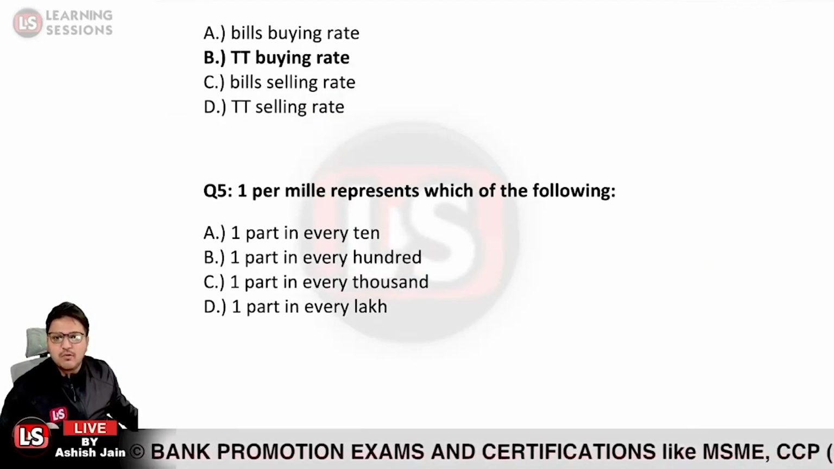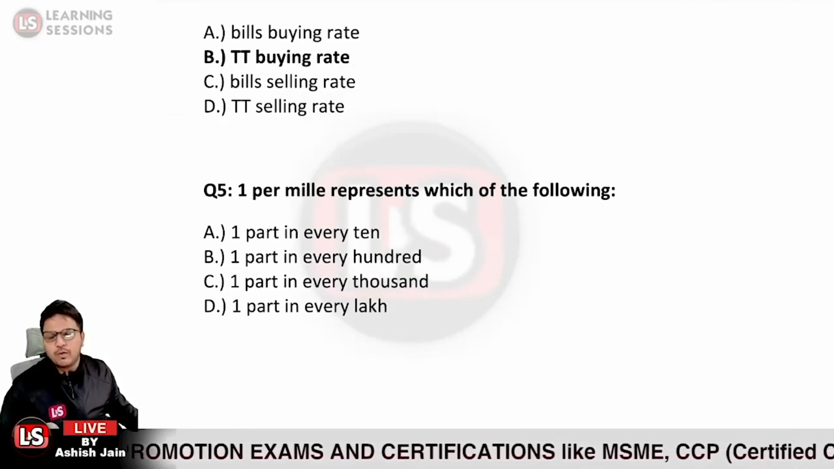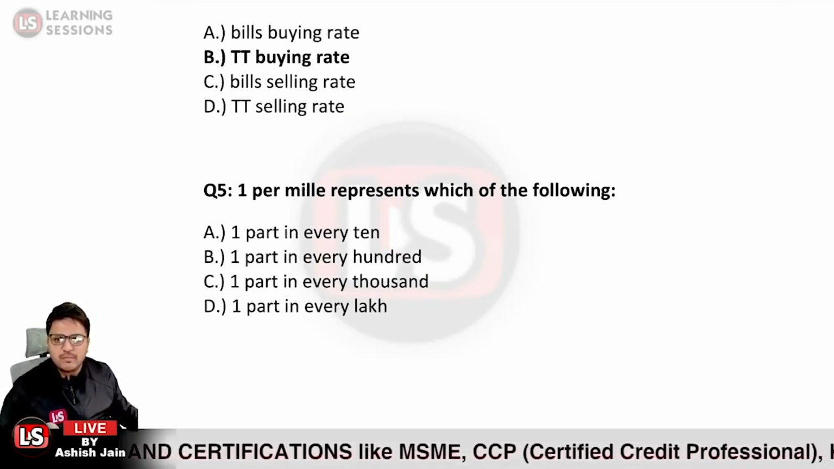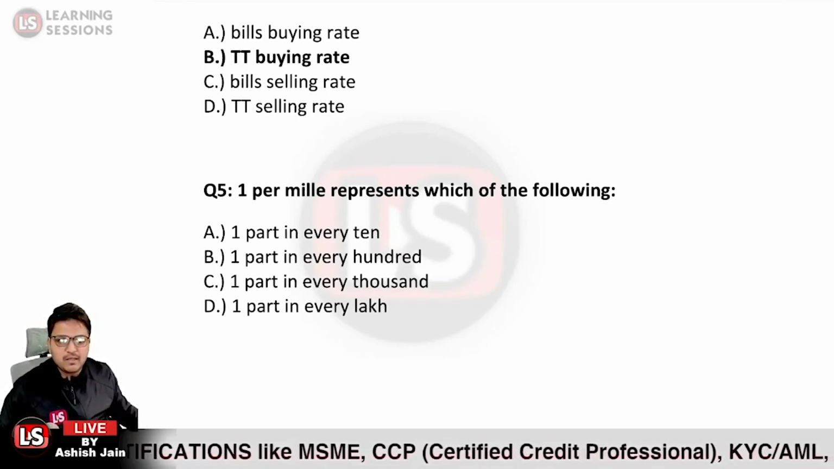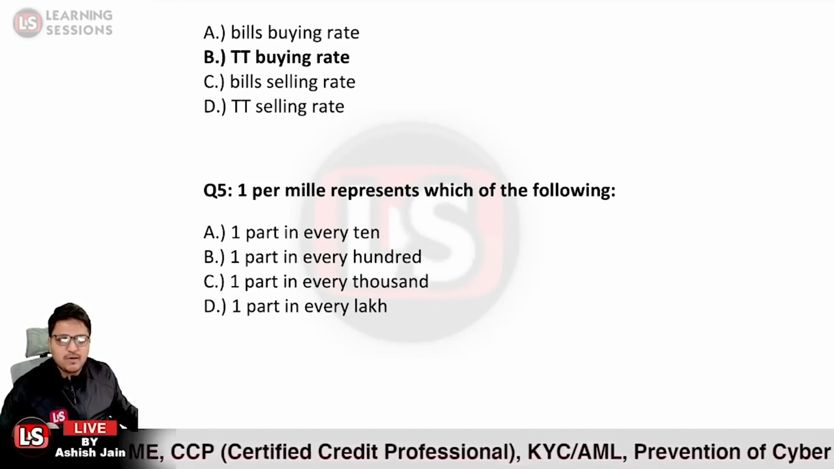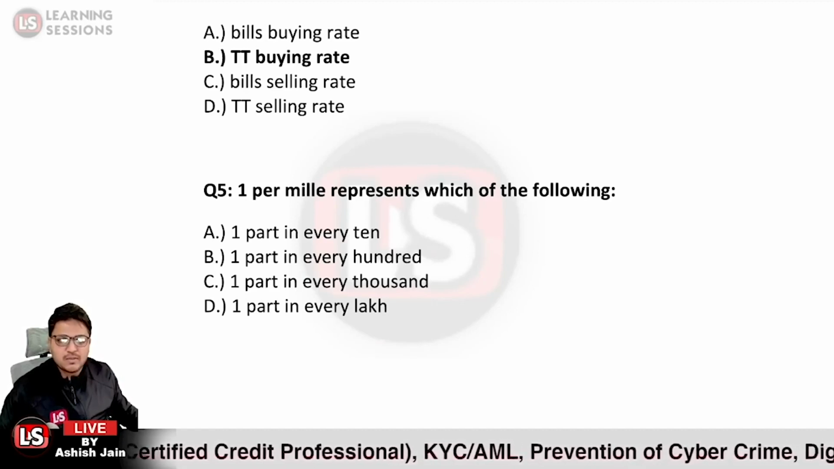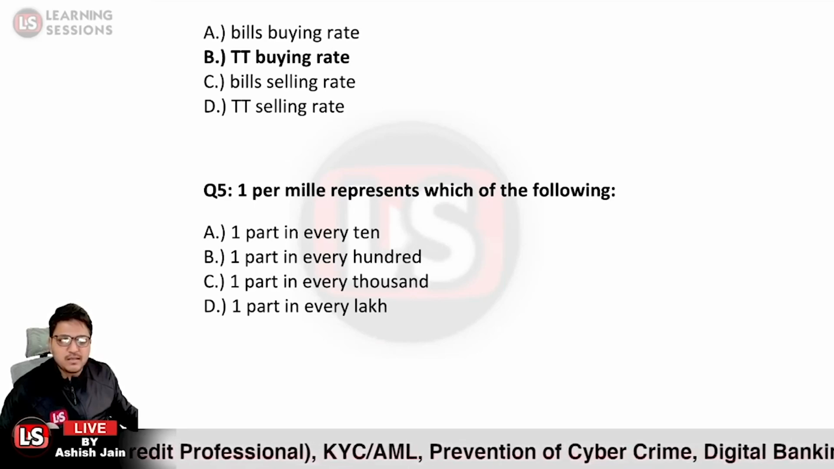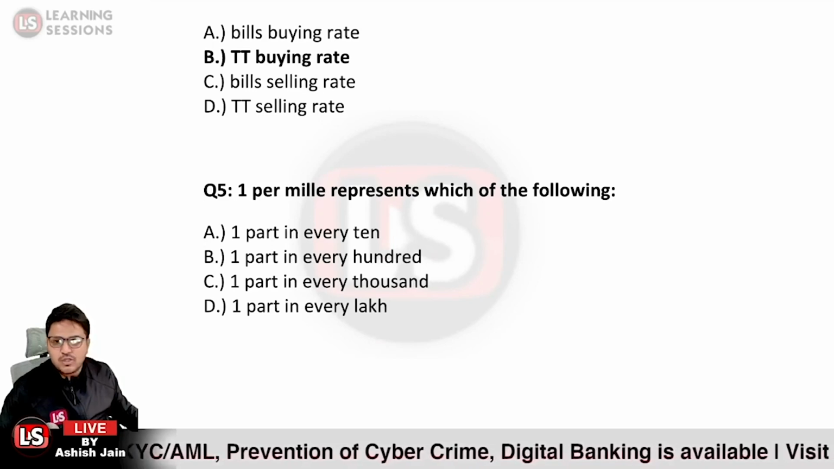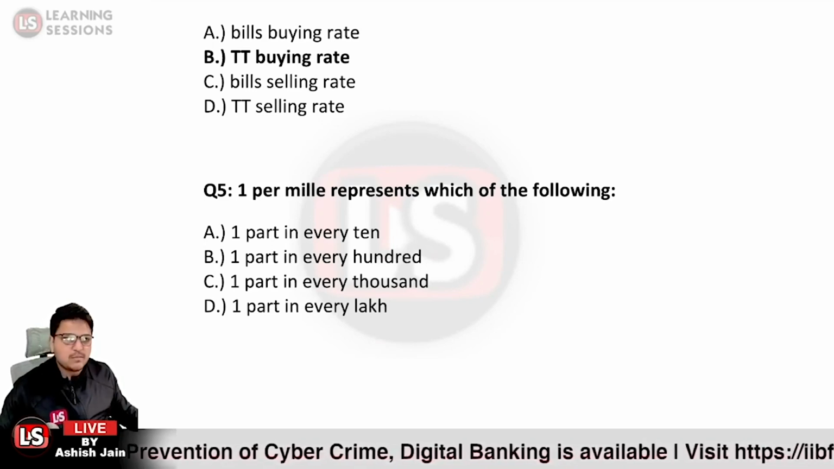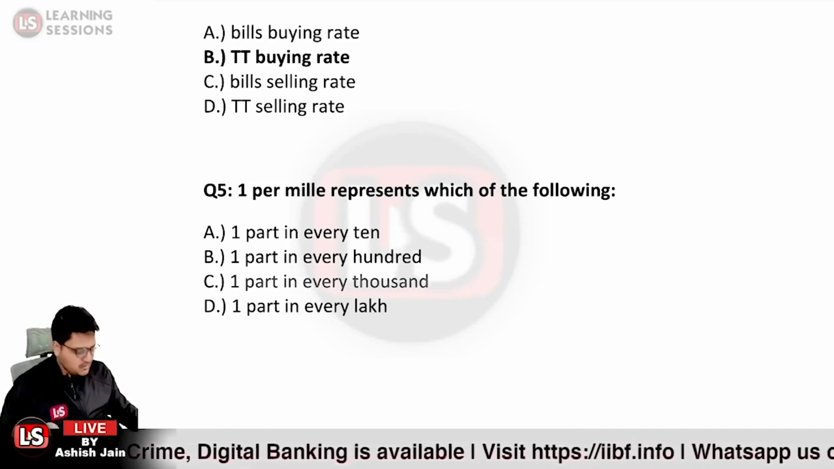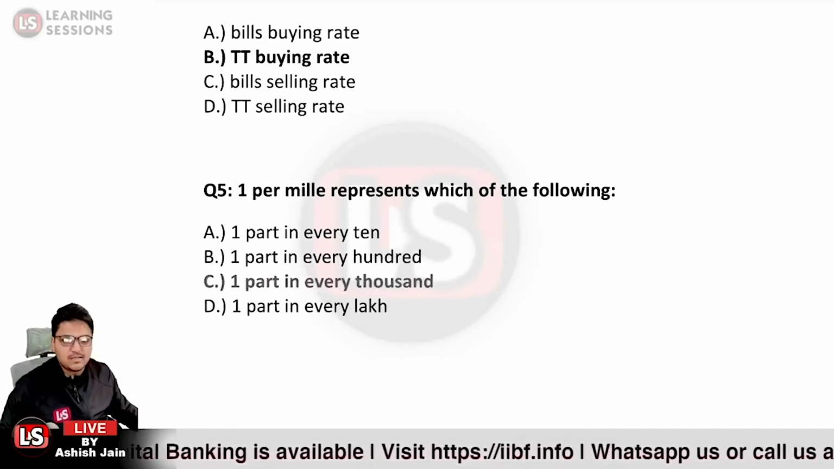Next question, it says 1 per milli represents which of the following? One part in every 10, in every 1000, in every 100, or in every 1 lakh. It is one part in every 1000. So again, Priyanka has answered correctly at the earliest. Option C over here is the right answer. That is one part in every 1000.